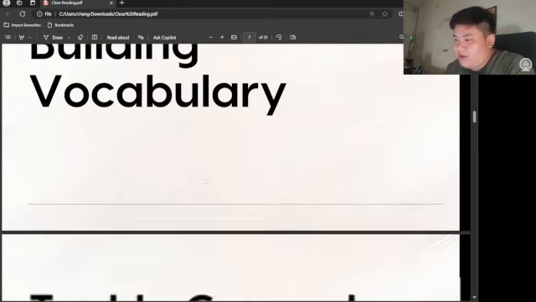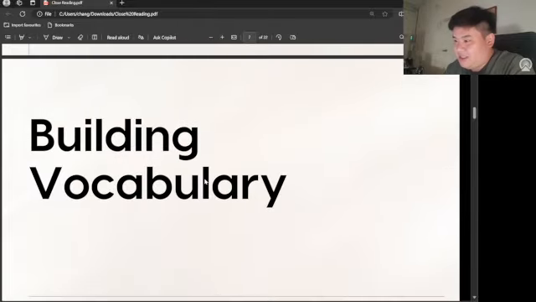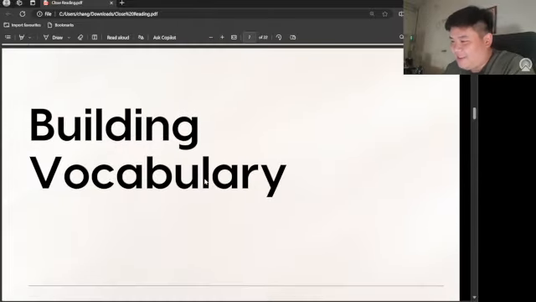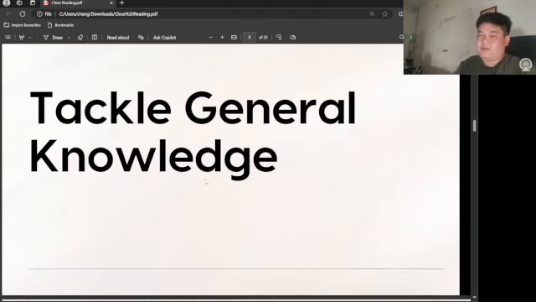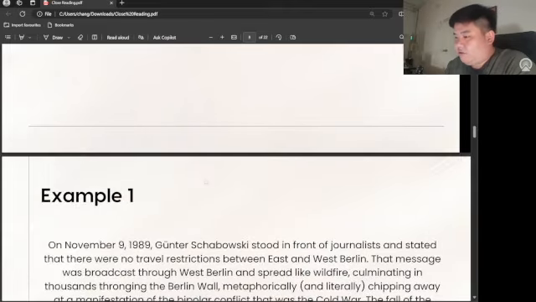So first step, building vocab. Not going to talk about this anymore. Simply put, just go and look up the dictionary if you come across any words that you don't know. Instead, I want to expound more upon this bit and the subsequent steps as well. How do we tackle this general knowledge bit?